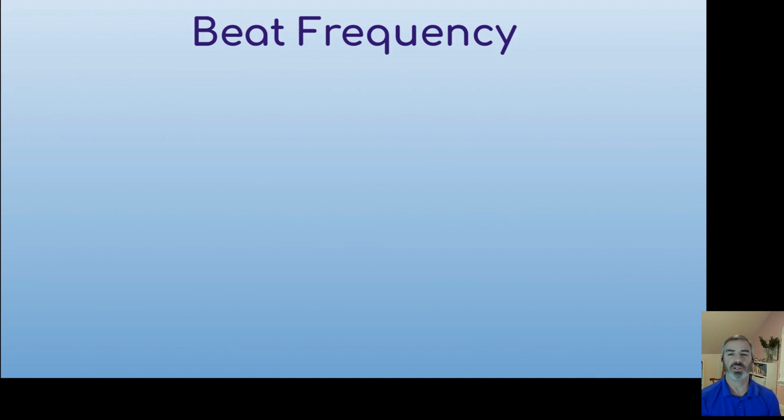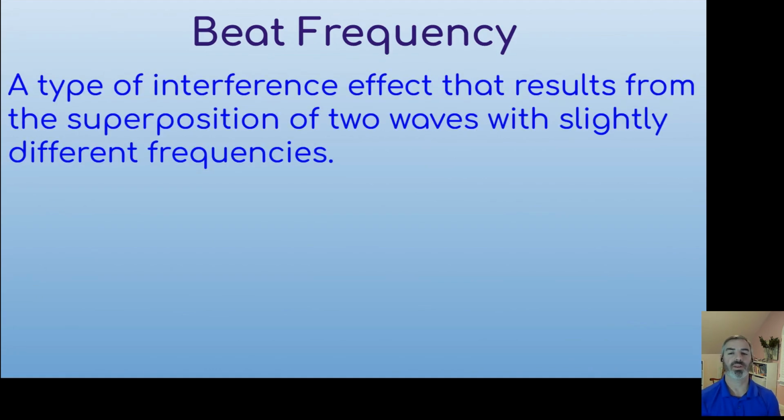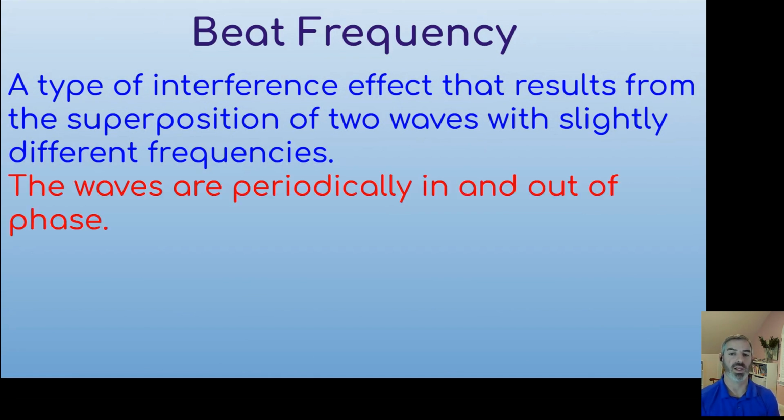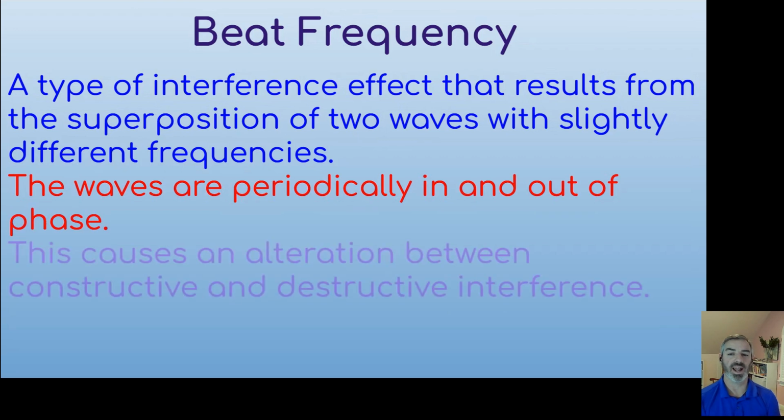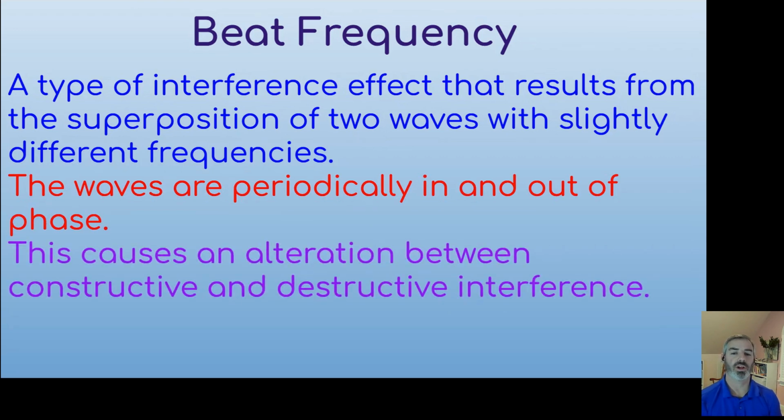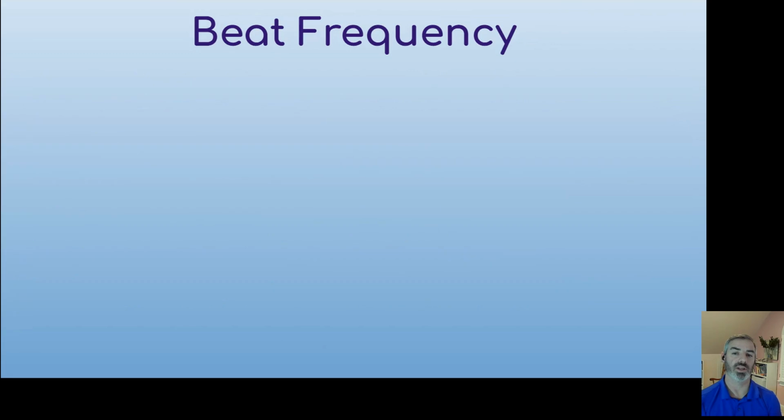Now we're going to transition to beat frequency, which is a type of interference effect that results from the superposition of two waves with slightly different frequencies. The waves are periodically in and out of phase, and this causes an alternation between constructive and destructive interference.